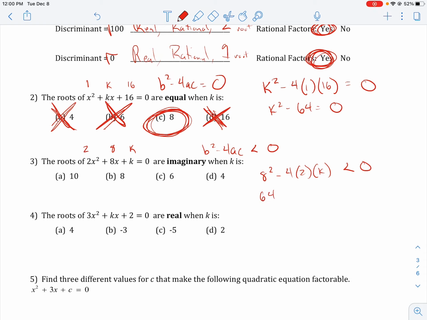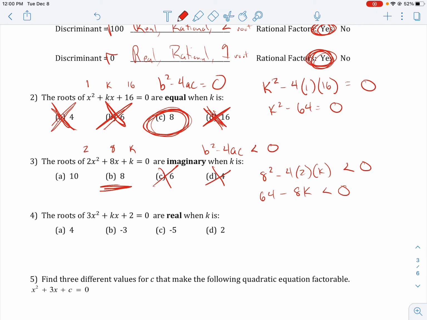So we're going to get 64 minus 8K is less than 0. We need to figure out which number that I multiply by 8 will ensure that 64 minus that particular number will get us less than 0. Well, 8 times 4 is 32, so 64 minus 32 is not less than 0. 64 minus 6 times 8. Well, 6 times 8 is 48, so 64 minus 48 is still not less than 0. What about 8 here? Plug in an 8 there. We get 64 minus 64, which is equal to 0.